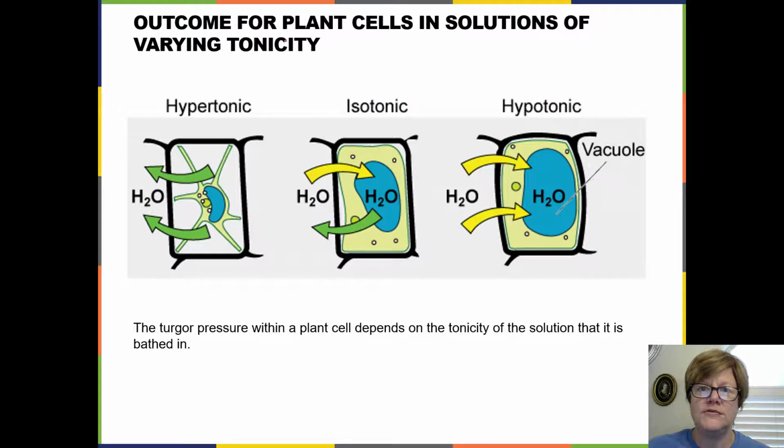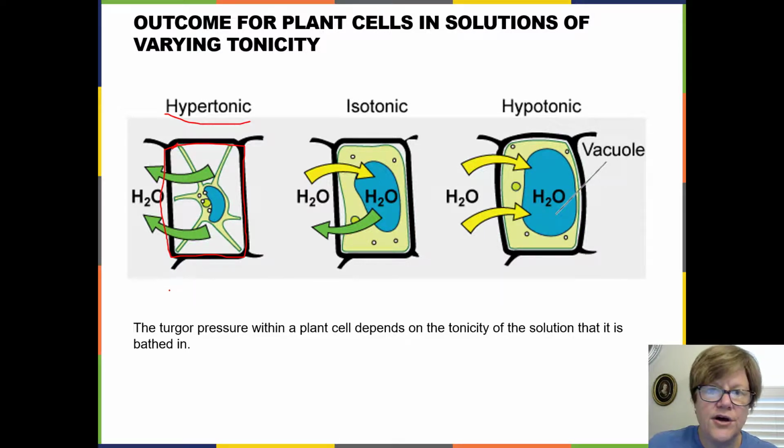Now, what happens with plant cells? The direction is the same, the outcome is a little different. If you put a plant cell in a hypertonic solution, just like before, the water comes out of the cell. However, the cell membrane is attached to a cell wall, and the cell wall stays in place. So the cell membrane shrinks up. We don't call this crenation, though.